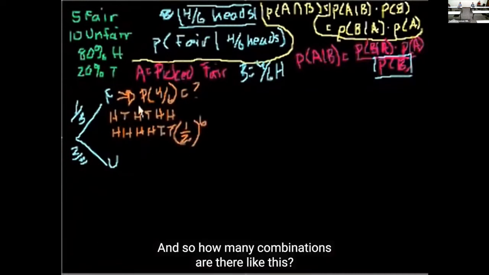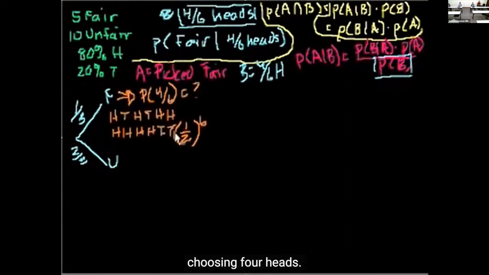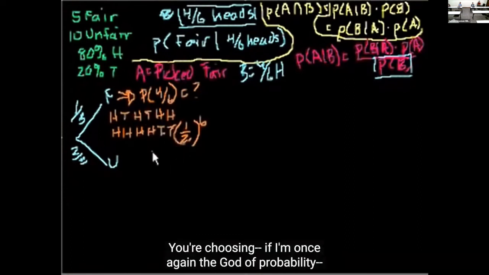And so how many combinations are there like this, where out of the 6 flips you're essentially choosing 4 heads? You're choosing, if I am once again the god of probability, I am picking probability B.